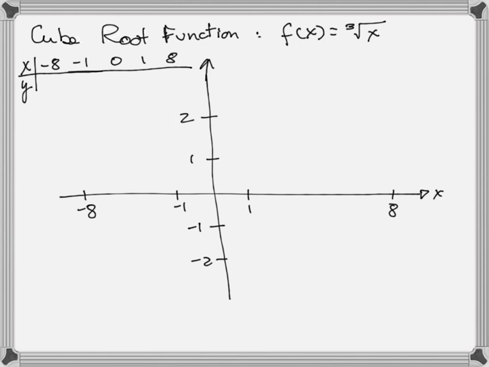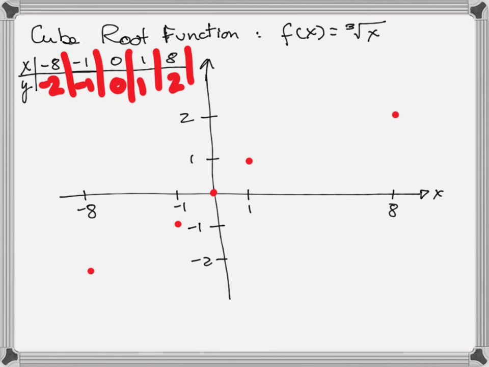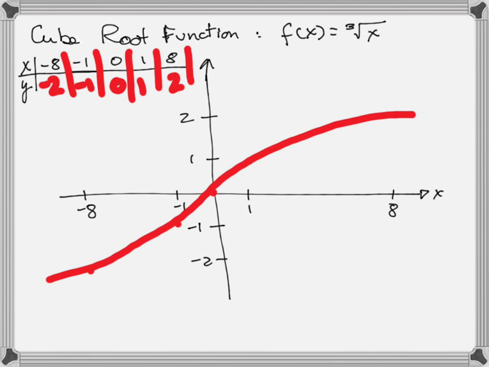The cube root of negative 8 is what? Negative 2. The cube root of negative 1 is? The cube root of 0? The cube root of 1 is? And the cube root of 8 is 2. Here you go. A cube root looks like so. Like a snake kind of type.